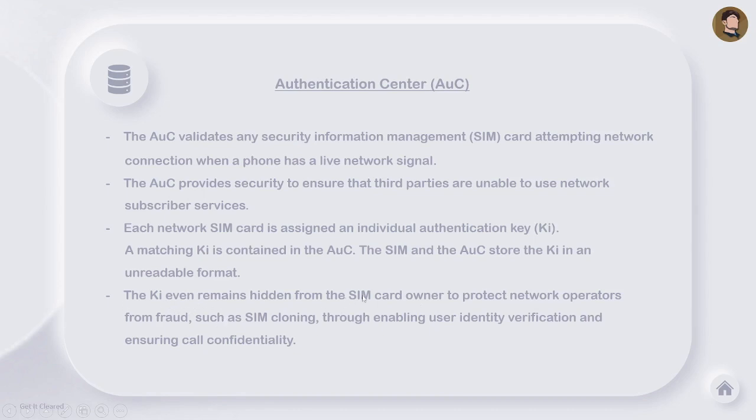the Ki of your SIM card. It's encrypted in such a manner so that it protects the network operators from fraud such as SIM cloning, by enabling user identification verification and ensuring call confidentiality. Okay, so it remains hidden from the SIM card owner just to avoid fraud, SIM card cloning and all these security concerns, right?